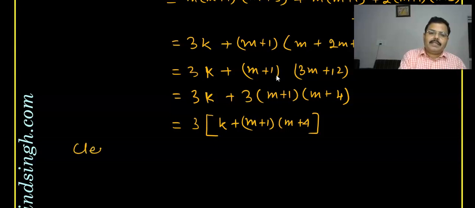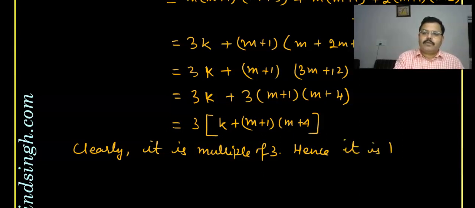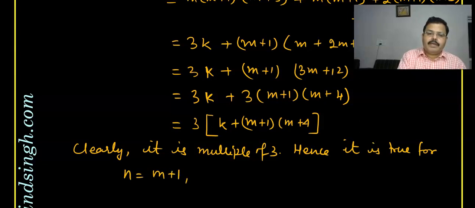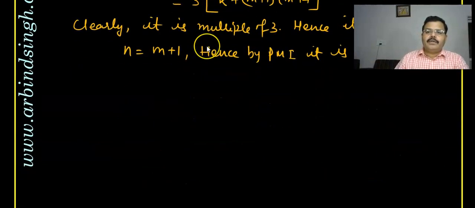So clearly, it is a multiple of 3. And hence it is true for n is equal to m plus 1. Hence, by principle of mathematical induction, it is true for all n belonging to natural numbers. Right, so this was the question, and now we will have another question.